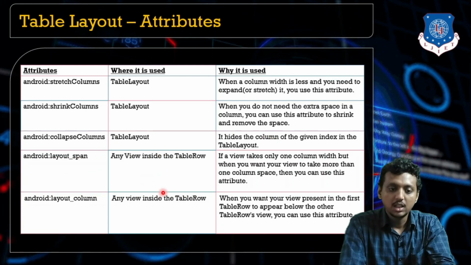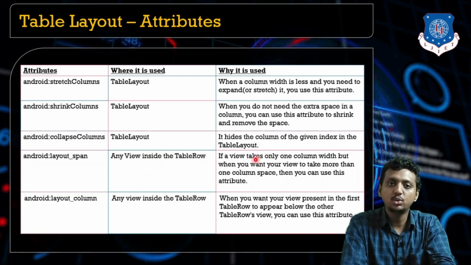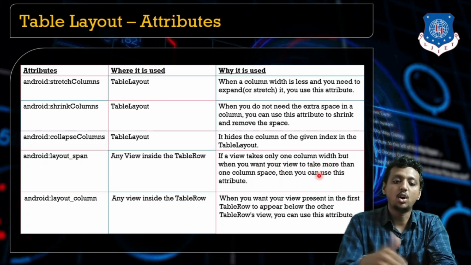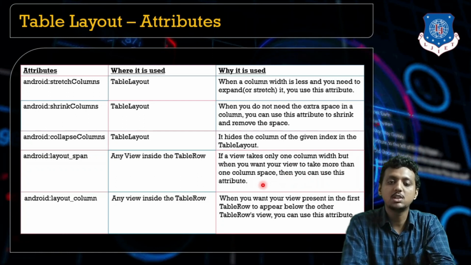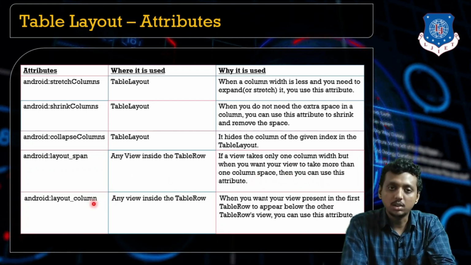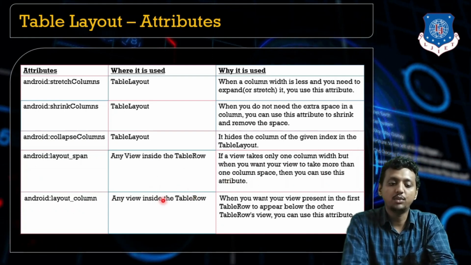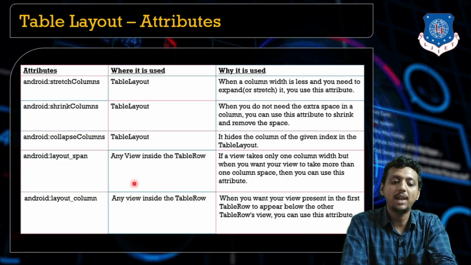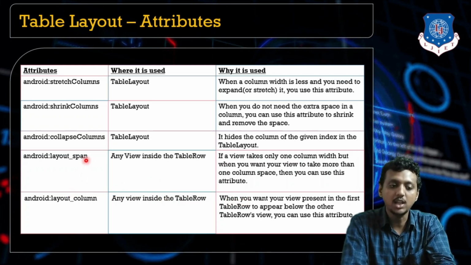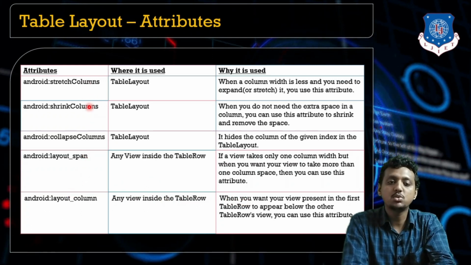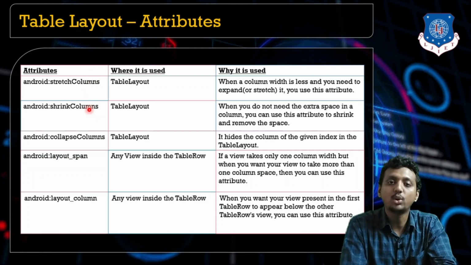Layout span. Layout span is a little bit similar to the HTML colspan. A view normally takes only one column width, but when you want your view to take more than one column space, you can use this attribute, known as layout span. Layout column: students, you can assign the column number over here, for the view inside the table row. You just need to apply layout column and layout span there. The rest of the three attributes you just need to apply in the table layout element.